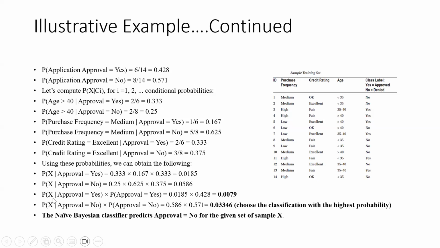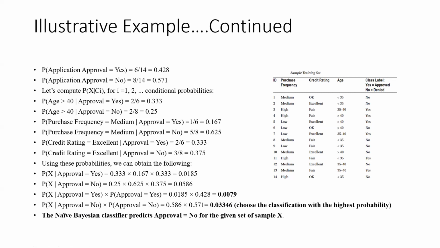Therefore, the conditional probability of, for example, X, given that approval is yes, times the approval yes itself, will give us 0.009. So we take all the conditional probabilities and then we multiply by the approval yes. And when it comes to no, we take all the conditional probabilities and then we multiply by the approval no, which is 0.7571.